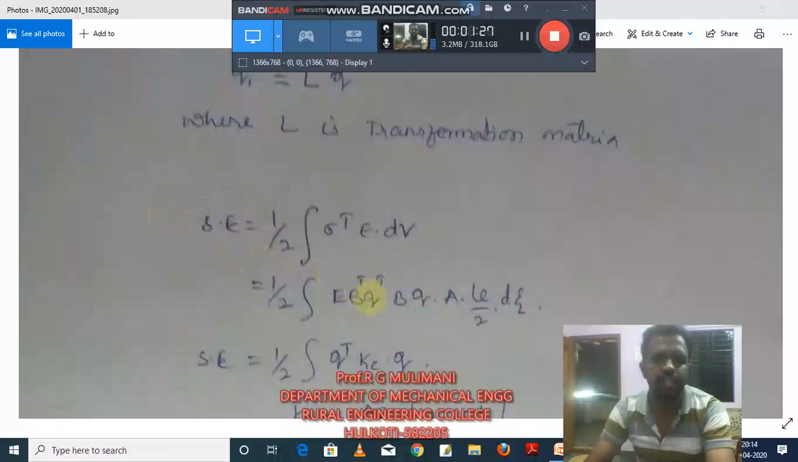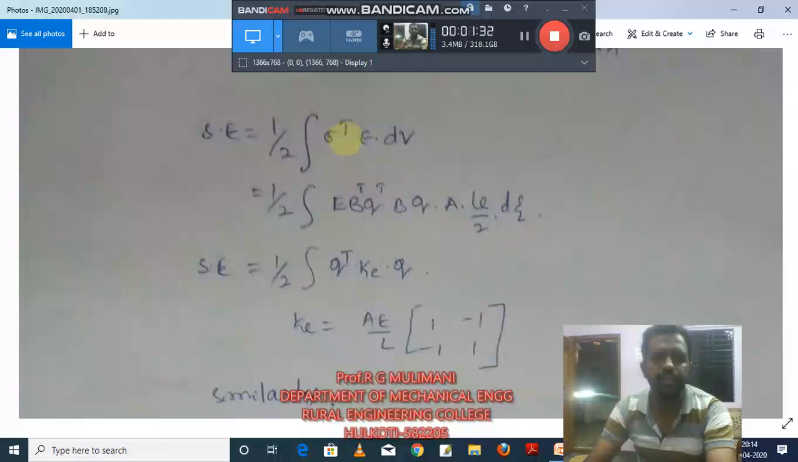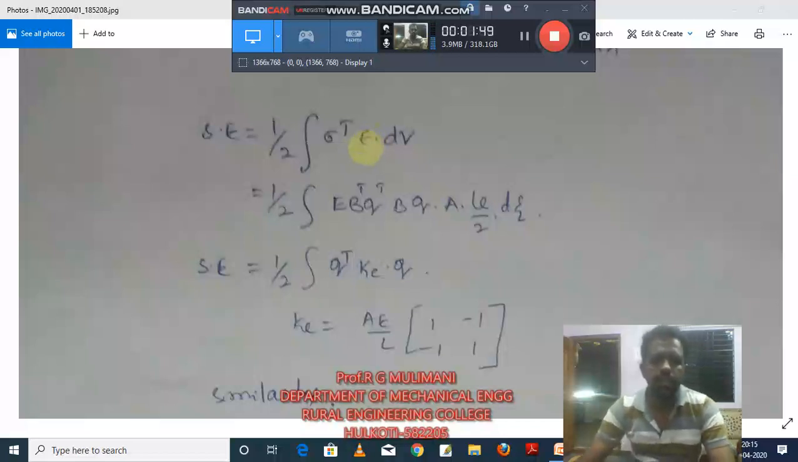It is derived using the strain energy. In the strain energy, we have taken half of the integration of sigma transpose epsilon dV. Sigma transpose is the transpose of the stress. Epsilon is equal to BQ, where B is the strain displacement matrix, already done in the class. By using the relationship between strain and stress, sigma is equal to EBQ. Just substituting all the relations, sigma is equal to EBQ and epsilon is equal to BQ.